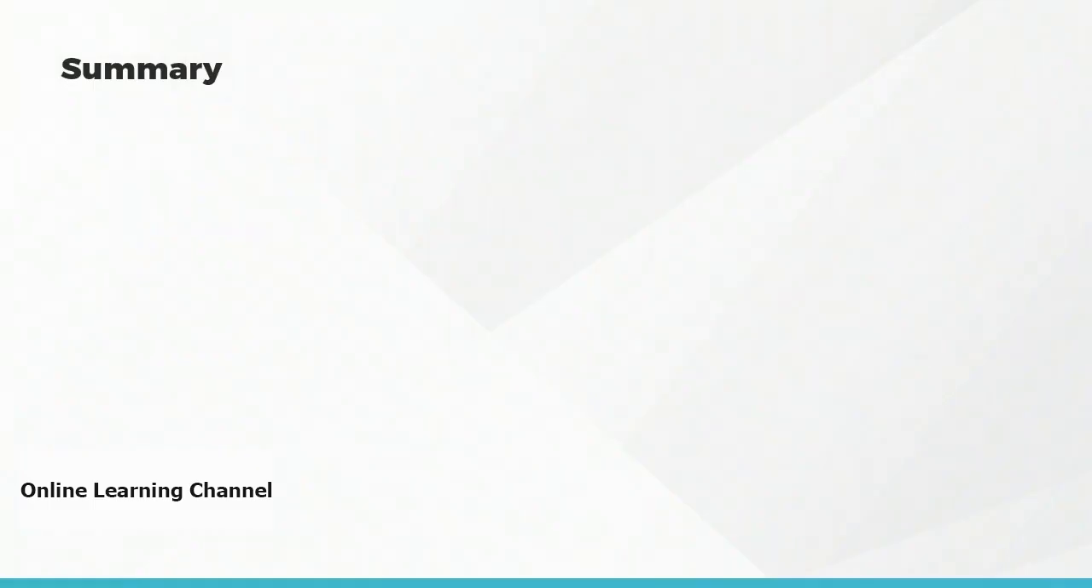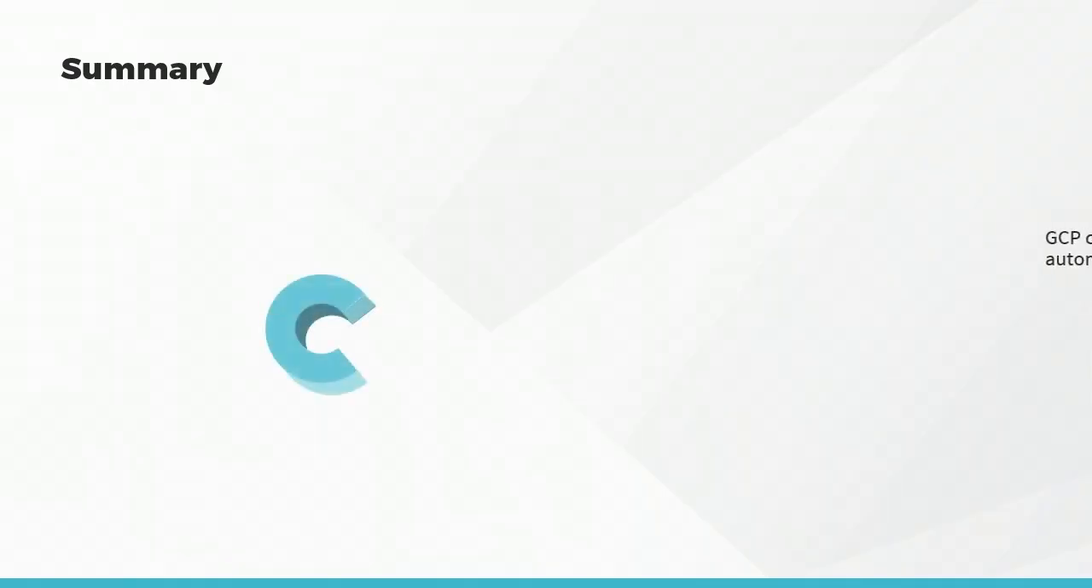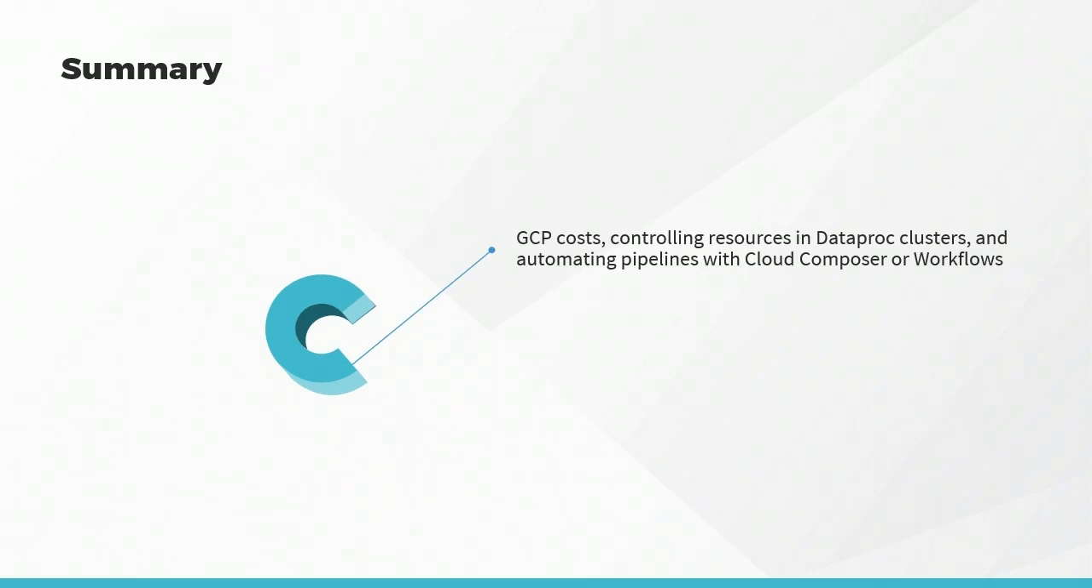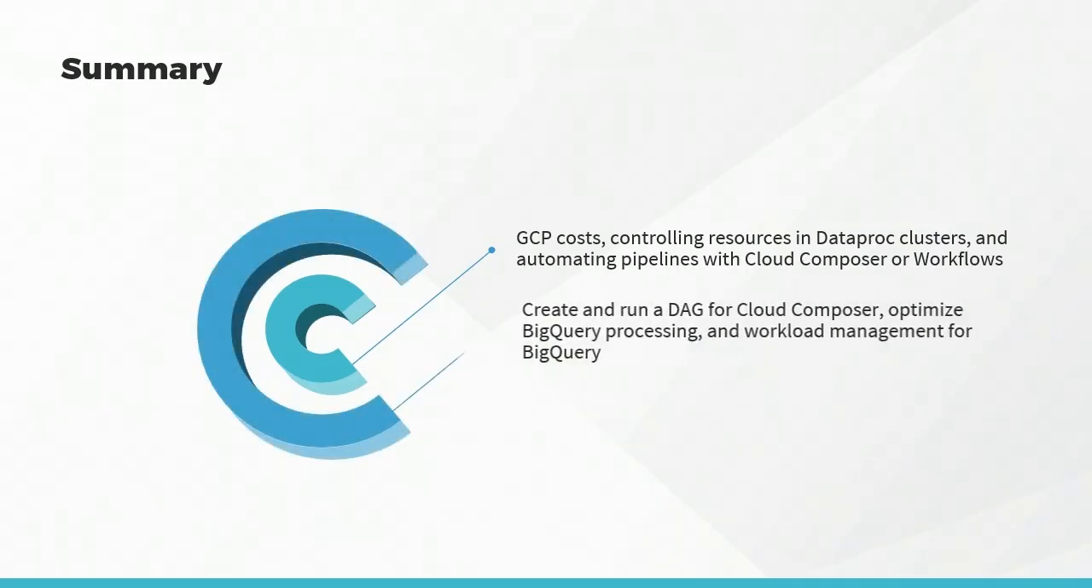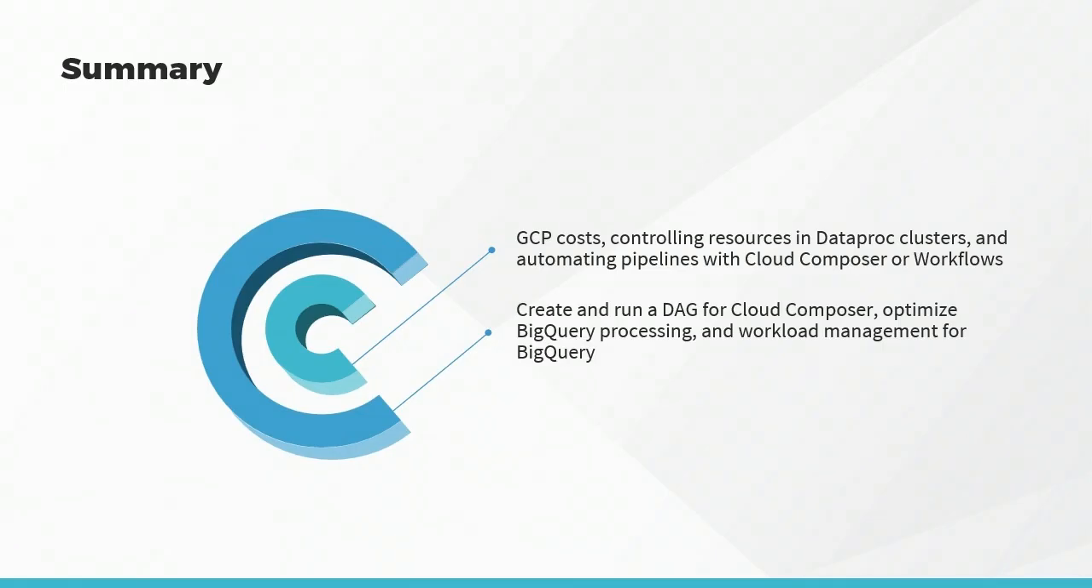In this course, we've examined how to manage resources and costs effectively, automate data processing workflows, and optimize BigQuery operations for enhanced performance and efficiency. We did this by exploring GCP costs, controlling resources in Dataproc clusters, automating pipelines with Cloud Composer or Workflows, creating and running a DAG for Cloud Composer, optimizing BigQuery processing, and workload management for BigQuery.